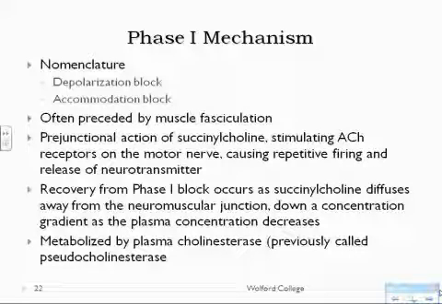The other thing you'll see is prejunctional action of succinylcholine stimulates acetylcholine receptors, causing repetitive firing. Recovery from phase 1 block occurs as succinylcholine diffuses away, because there's nothing to break the succinylcholine down. It has to diffuse away, and then it goes down its concentration gradient back out to the bloodstream, where hopefully the acetylcholine just broke down even more stuff. Eventually it gets metabolized by plasma cholinesterase, also known as pseudocholinesterase.